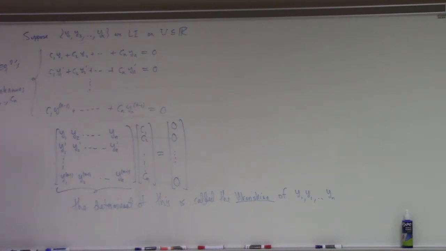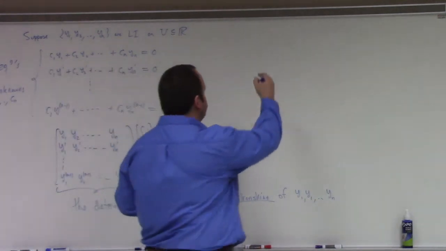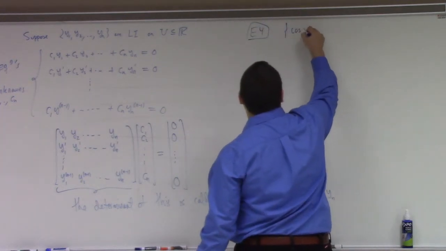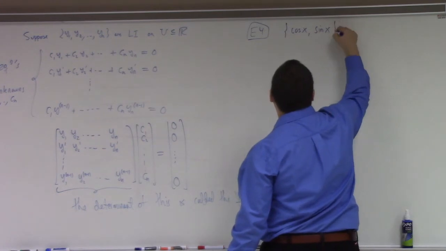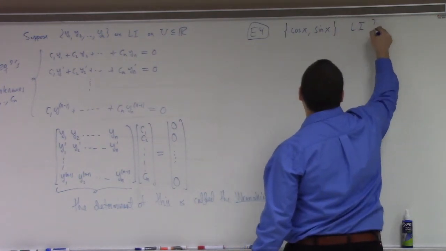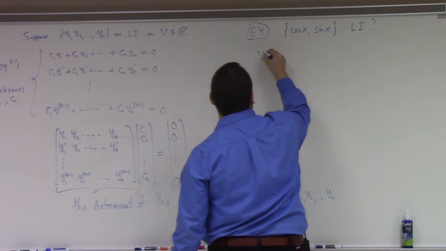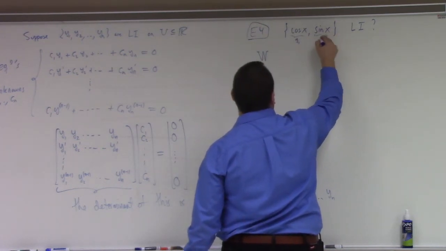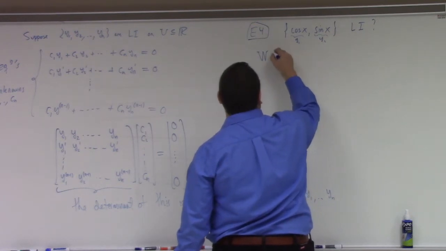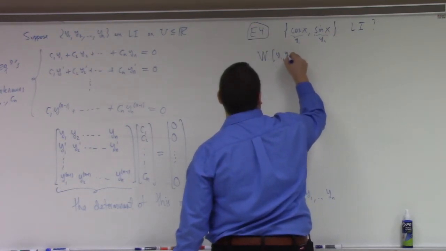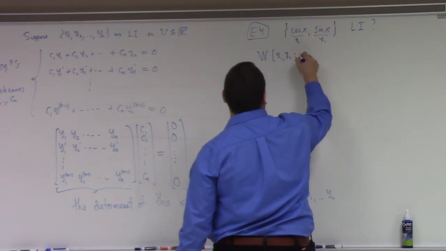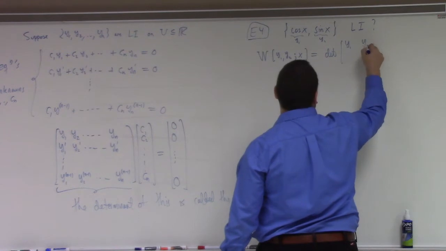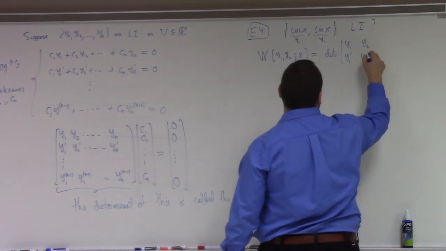Let me illustrate. Suppose we want to prove that cosine and sine are linearly independent. So the Wronskian, let me call this y1 and this y2 so I don't have to keep writing that. The Wronskian of y1, y2, and we usually use a semicolon x for the argument, is going to be the determinant of y1, y2, y1 prime, y2 prime.